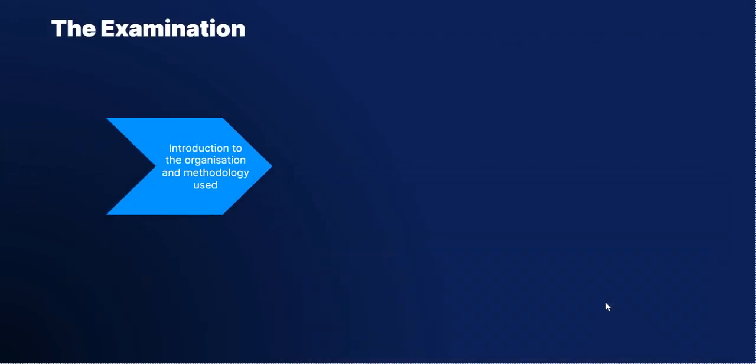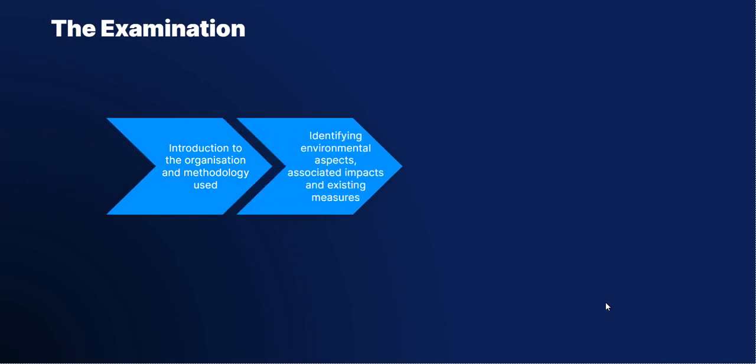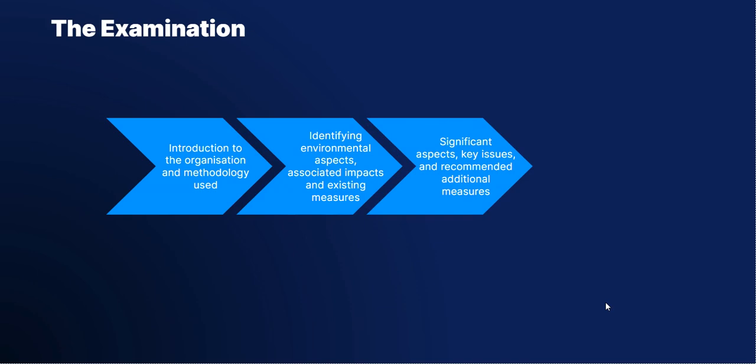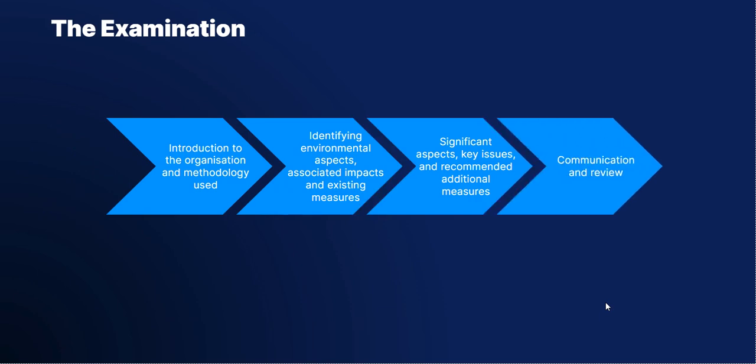This examination is split into 4 parts. Part 1, Introduction to the Organisation and Methodology Used. Part 2, Identifying Environmental Aspects, Associated Impacts and Existing Measures. Part 3, Significant Aspects, Key Issues and Recommended Additional Measures. And Part 4, Communication and Review.